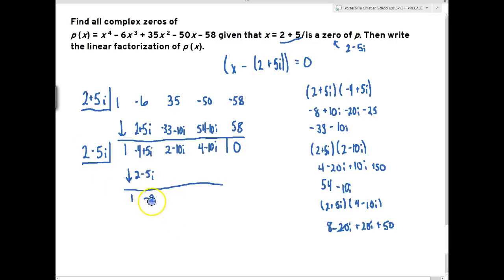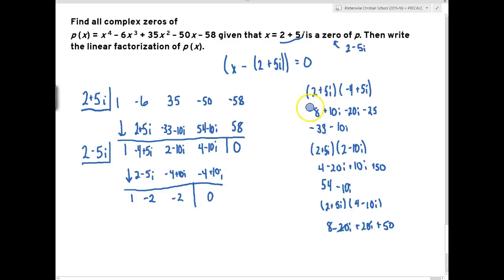So 2 minus 5i times negative 2 is negative 4 plus 10i. Again, my imaginary part goes away. I have 2 plus negative 4, which is negative 2. And one more time here, 2 times negative 2 is negative 4. Negative 5i times negative 2 is plus 10i. Those are opposites of each other, so they will cancel out and give me 0. And I have my last factor.